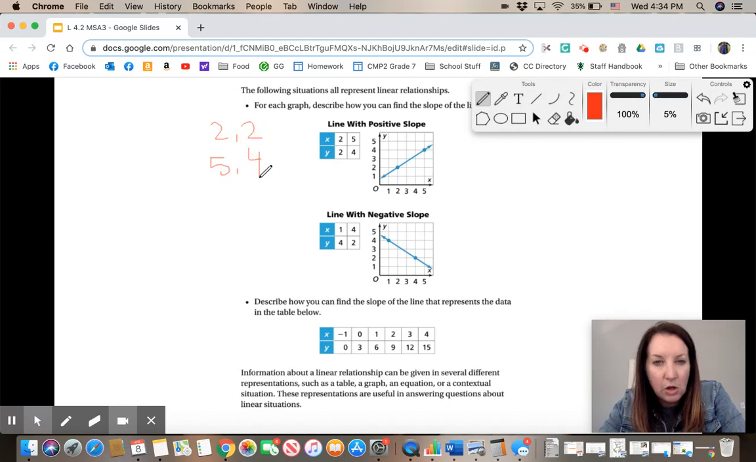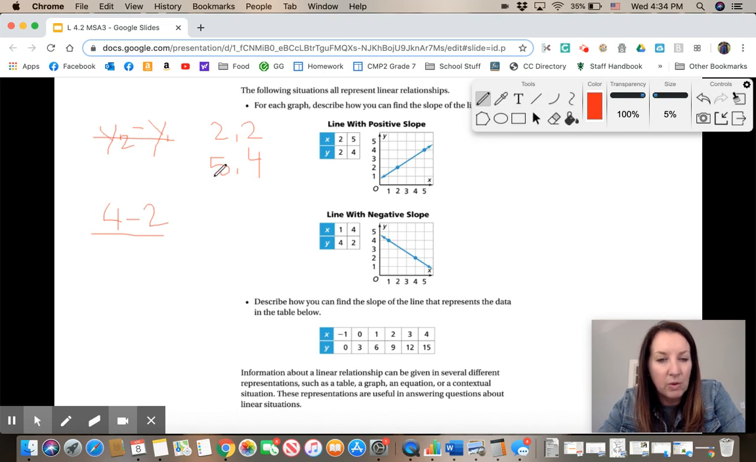So these are my coordinate points, and I'm going to use that equation: y2 minus y1 over x2 minus x1. All right, so how do I know which y is 2 and which y is 1? I'm going to tell you a secret. It doesn't matter. So here are my y's, right? I'm going to choose this one as y2 because I like positive numbers better. So I would do 4 minus 2, right? Take my y's. And then I have 5 and 2 for my x's.